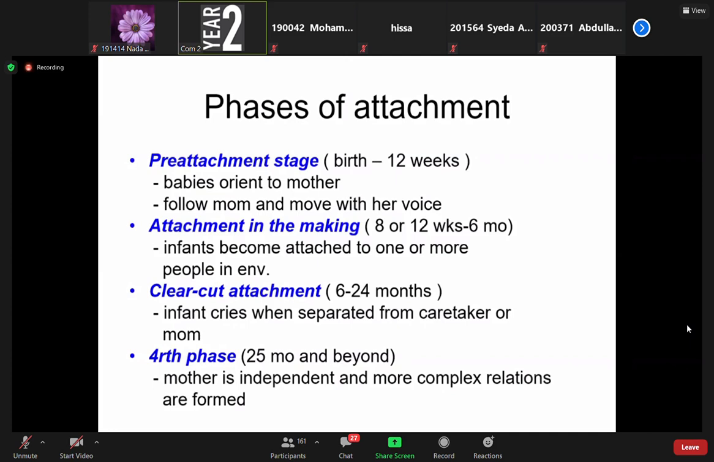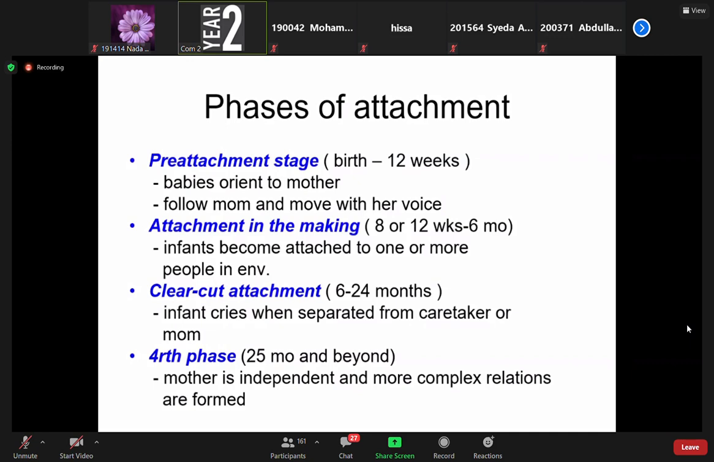Then you have attachment in the making. So 8 or 12 weeks roundabout, so 2 months, 3 months, to around 6 months, they start to become attached to other people in their environment. So dad, siblings, okay? They're starting attachment with mom, and they're also starting attachment with others. From 6 to 24 months, he calls it clear-cut attachment.